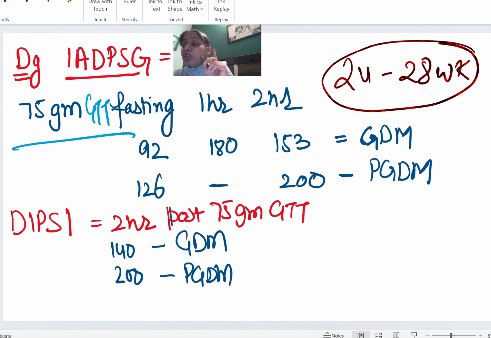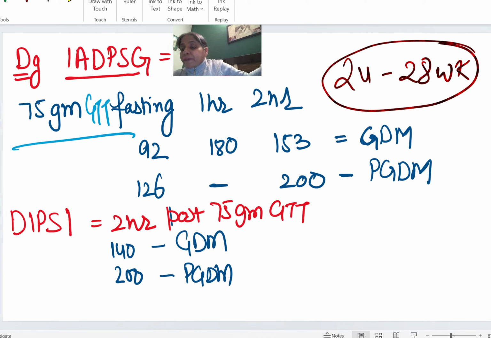75 gram glucose tolerance test is done, beta. Very good. The fasting value of the 75 gram glucose test is 92. To diagnose, what is the cutoff value? 92. Double the 90, 180, the 1 hour value.